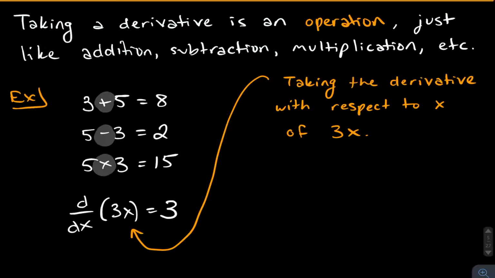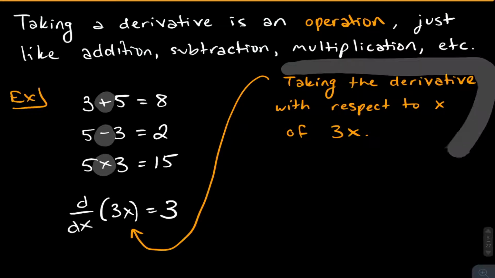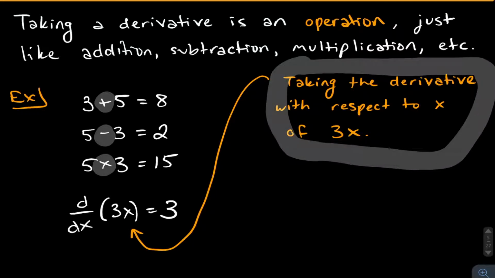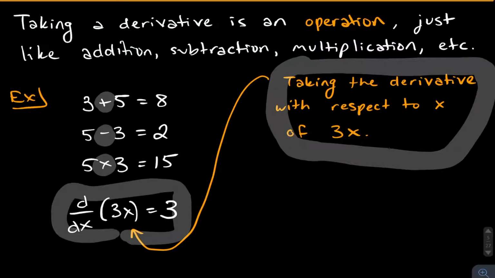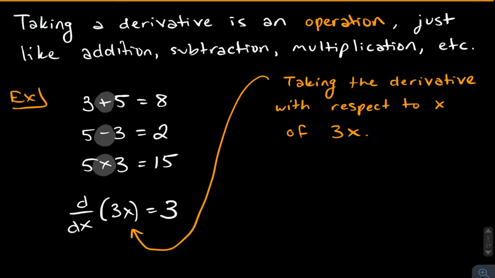Taking a derivative, that d over dx, that's just telling you to take the derivative of 3x and you end up with 3. So that's basically the whole idea. And how you would say this is over here, that's what I wrote. You would say what this is as taking the derivative with respect to x. So that's what this is, you're taking a derivative with respect to x of 3x.